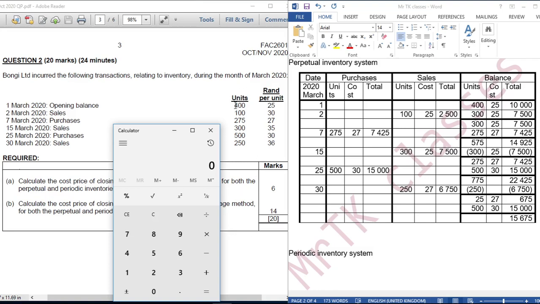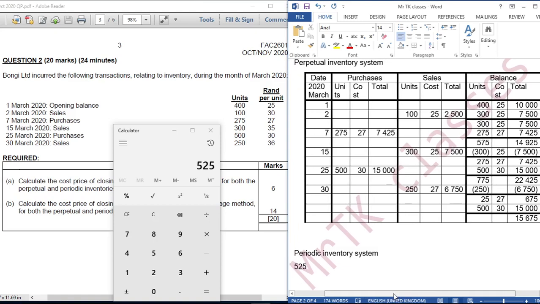Let's say when we started March, we had 400 units. Then we sold 100, so they were going out. Then we purchased 275, so they were coming in. Then we sold 300, going out. Then we purchased 500, coming in. Then we sold 250, going out. So the number of units that we have is 525. These are the units that we have in stock, 525.